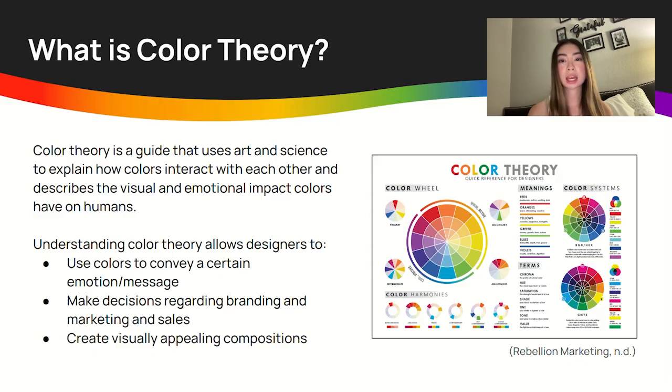Color theory is a guide that uses art and science to explain how colors interact with each other and describes the visual and emotional impact colors have on humans. Through color theory, designers can use colors to evoke specific emotions. For example, red can be used to represent anger, love, and can be used to draw attention and convey a sense of importance, whereas blue can be used to evoke feelings of calmness or trust.